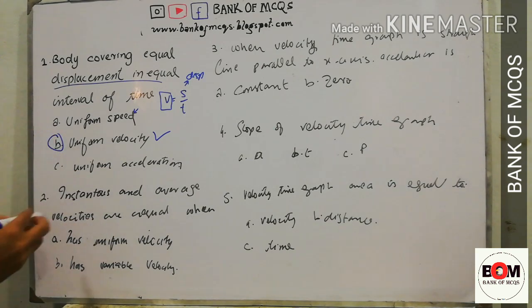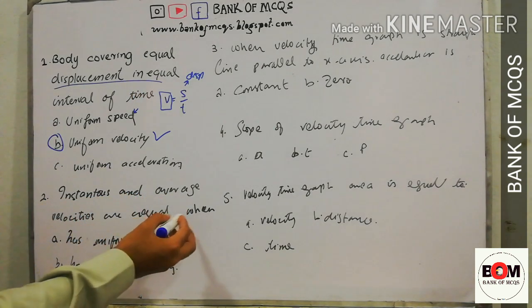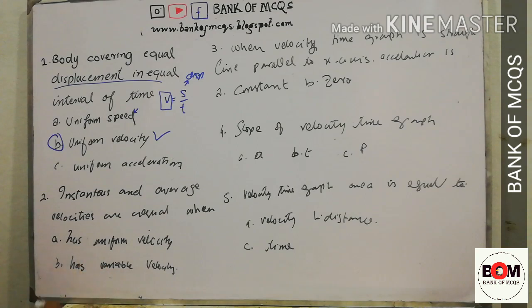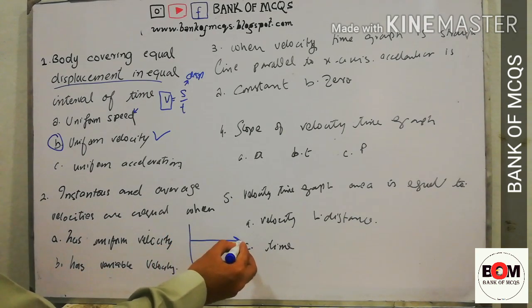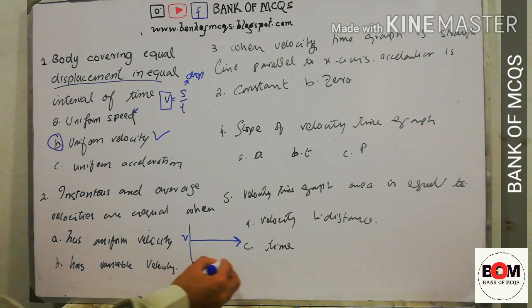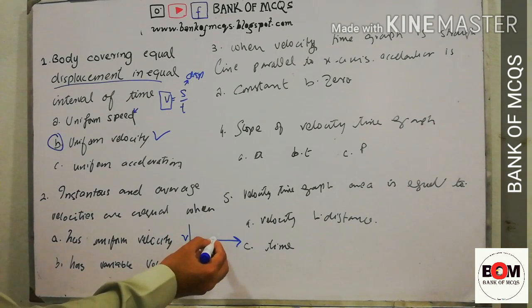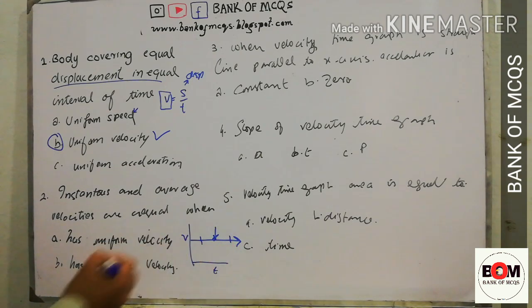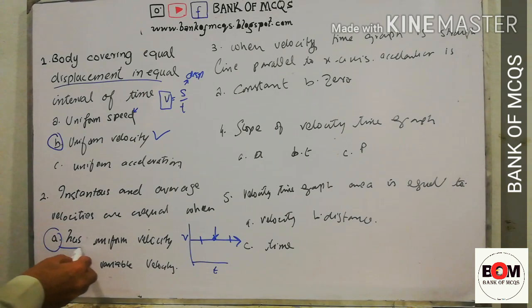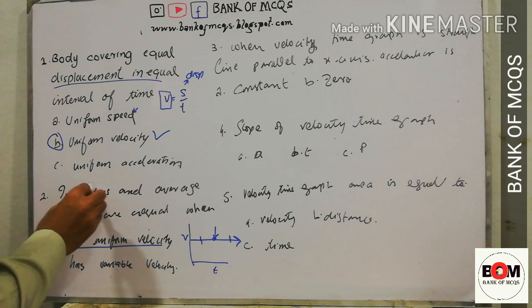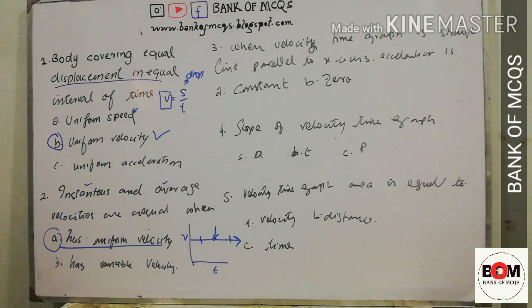The next question: instantaneous and average velocities are equal when the body has uniform velocity or variable velocity. If a body is moving with the same velocity with variation of time, and we look at the instantaneous value or take the average of these two, both are the same. So when a body has uniform velocity, its instantaneous and average velocities are the same.